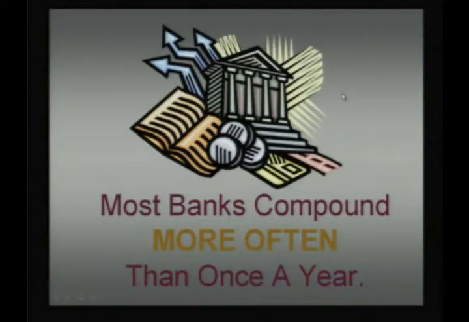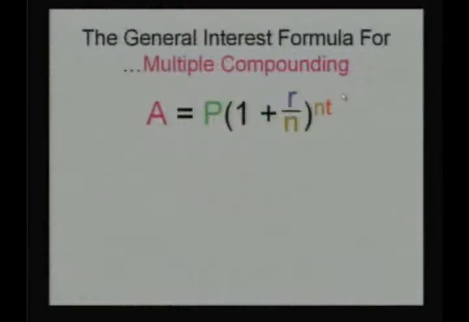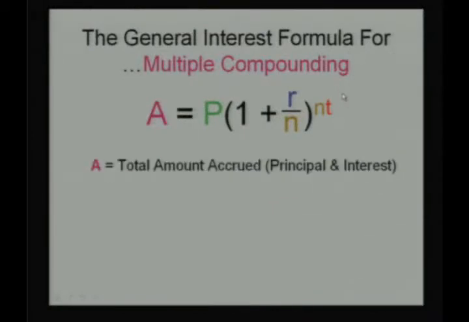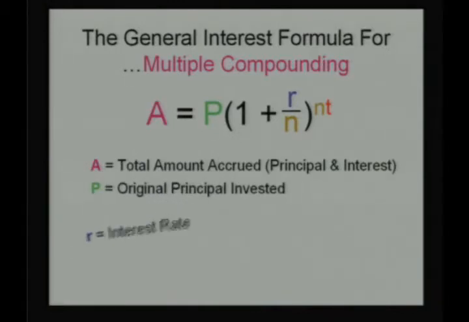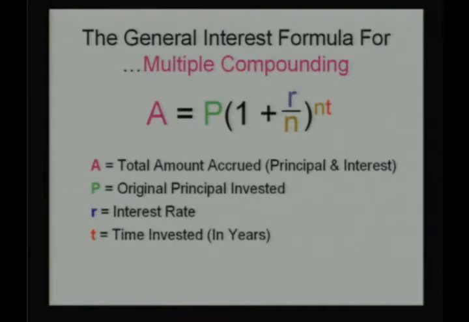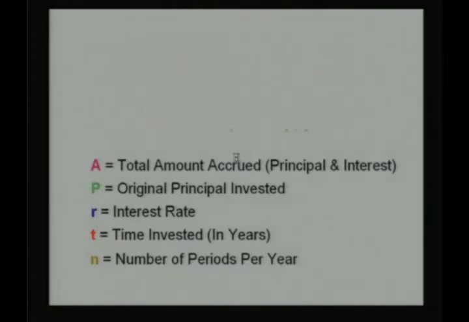Okay. Remember what we used this for when we figured out compound interest for banks. A was the total amount that you accrued. P was the original principal that you put in when you were saving. R was the rate, the interest rate that you put it in for. T was the time that you put it in for. And N was the number of periods, how often per year. Okay? Now what am I going to do?